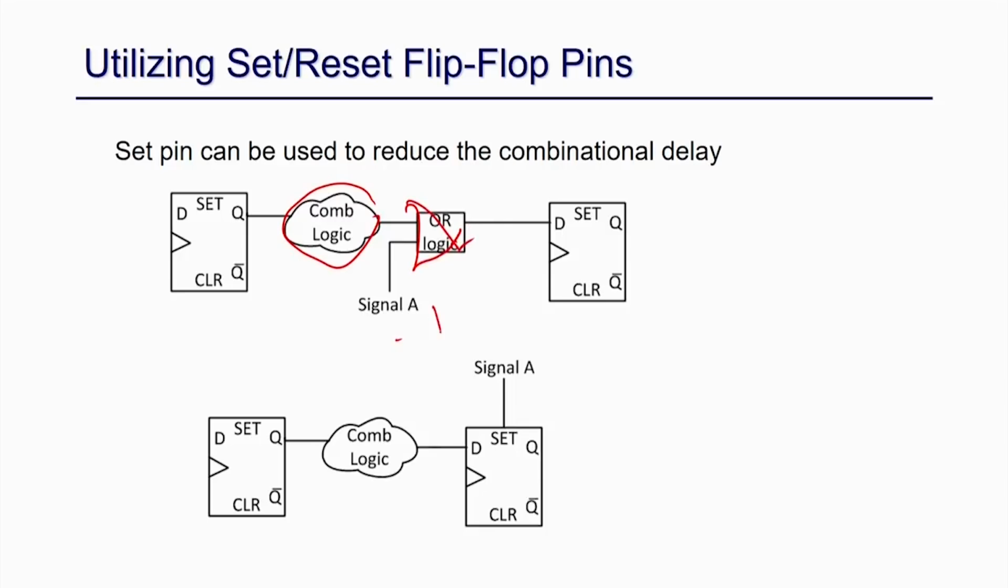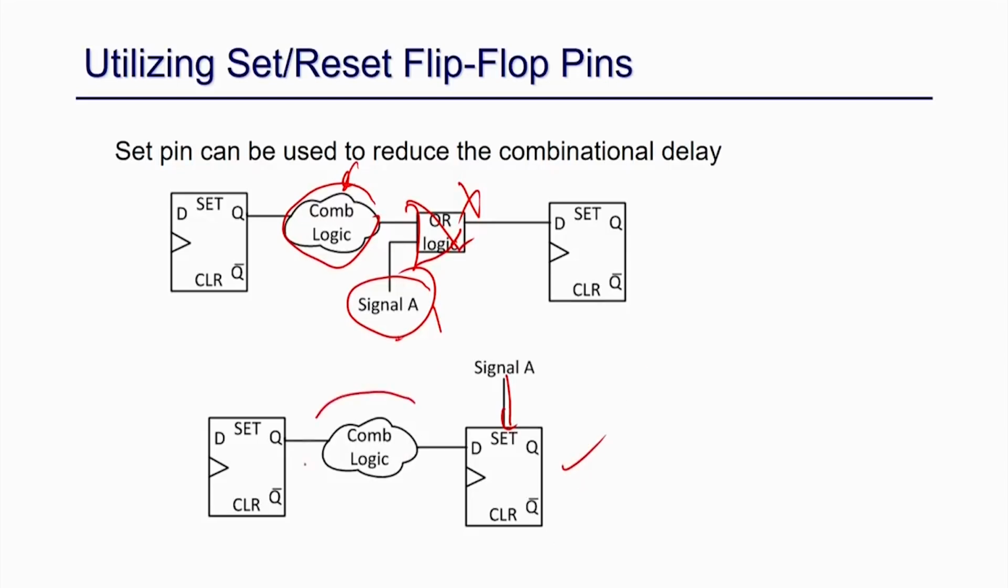So, if this signal is 1, then this definitely is 1, right, and it does not matter what is computing here. So, what I can do is just make this the set signal. I just remove this OR gate from my design and put this as a set, because once this is 1, the register will definitely become 1.